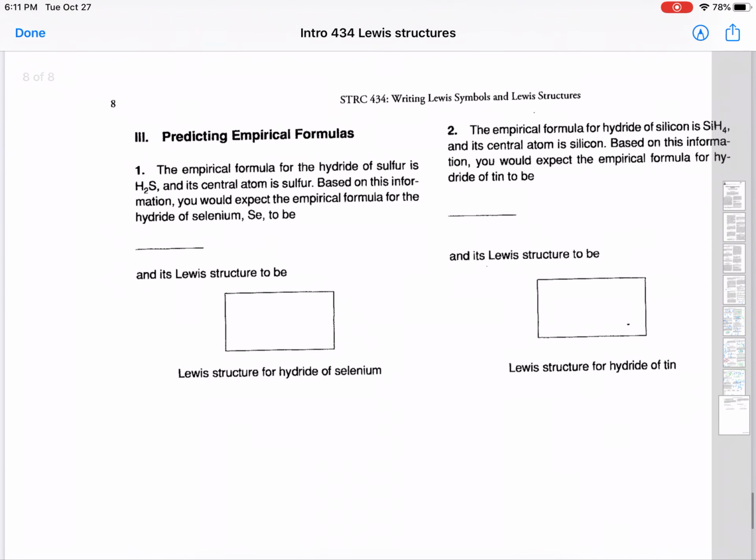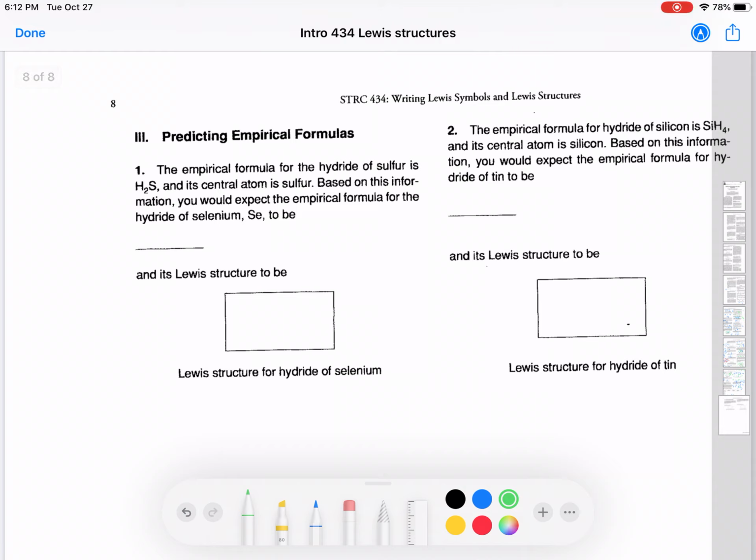And then the next one, the empirical formula for the hydride of sulfur is H2S. And then what would be the empirical formula of hydride of selenium? So sulfur and selenium, they are on the same group, group 6. If it forms H2S and selenium is also in the same group, then the empirical formula should be H2Se.